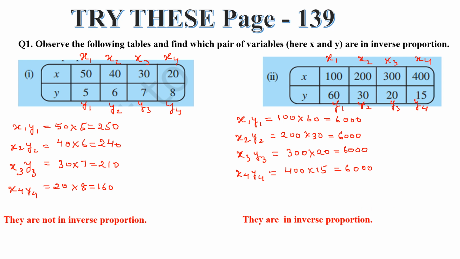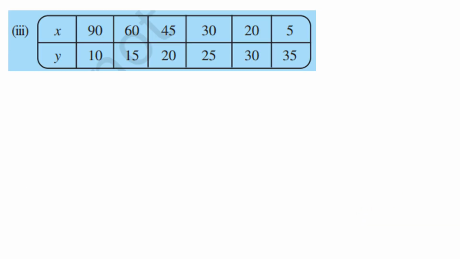Okay. Now moving to the next part of it. Now this is the third case. Now here again, this is my x1, x2, x3, x4, x5, x6. Now for down part, I am not writing y1, y2, y3. You have to assume it now. So now let's find the product. x1, y1 is 90 into 10, which is equal to 900. Now you can pause your video and you can solve it by yourself, and then you can check. Now x2, y2 is 60 into 15.